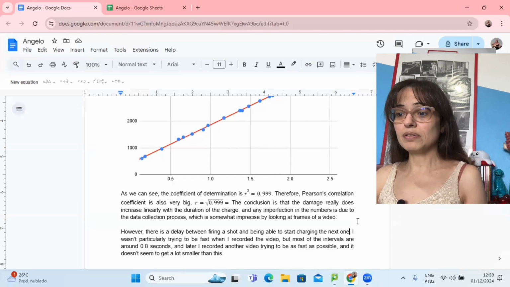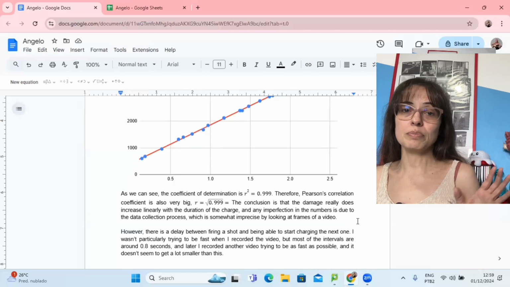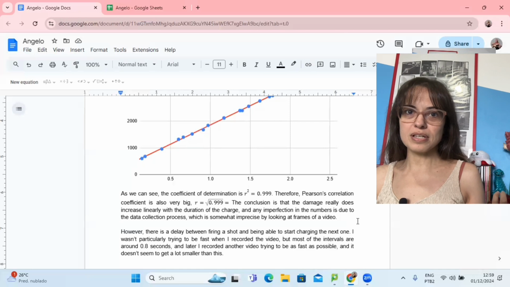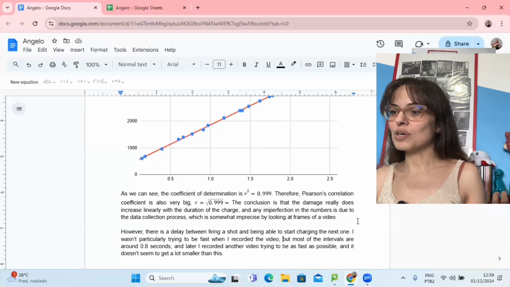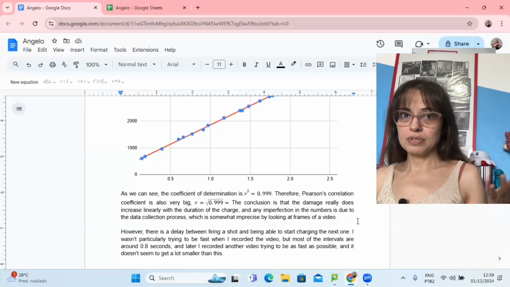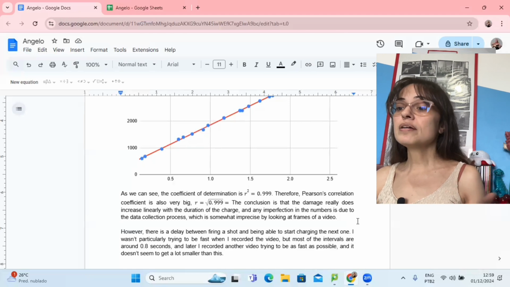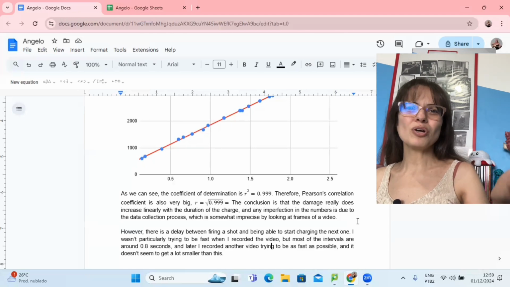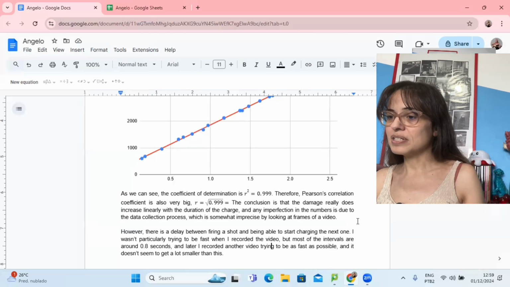So I wasn't particularly trying to be fast when I recorded the video. This is another kind of limitation of the process. I was just shooting. I wasn't trying to shoot as fast as possible. But most of the intervals in the table are around 0.8 seconds. This is something that I can see in my data. And then later I recorded another video that I'm not even going to show you because it's irrelevant.